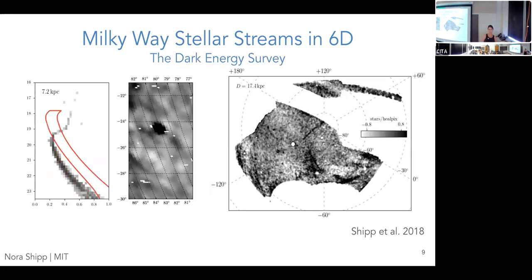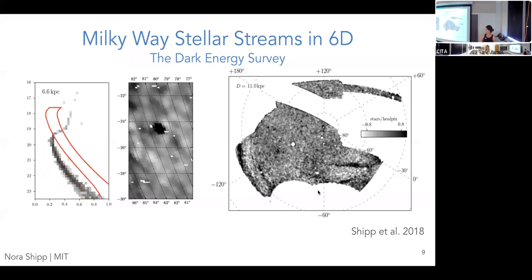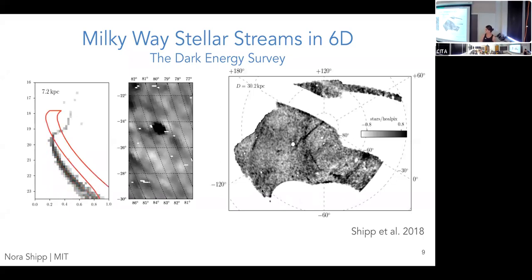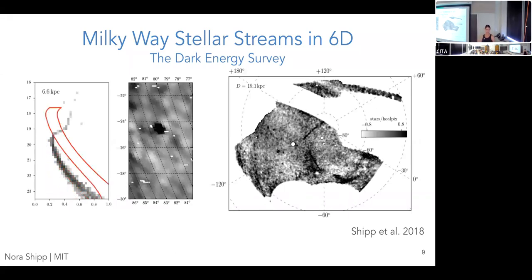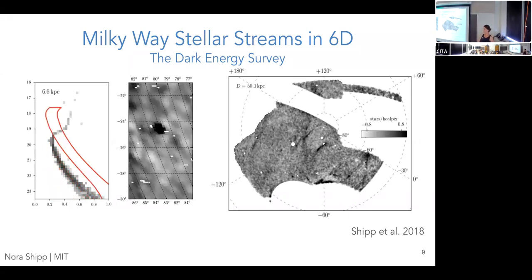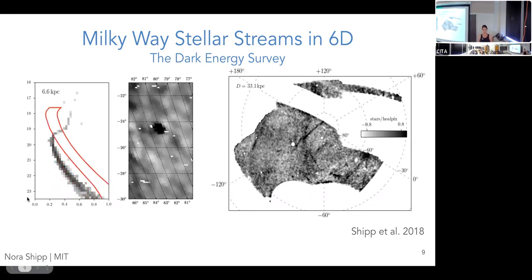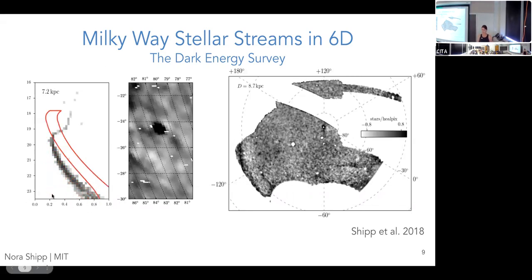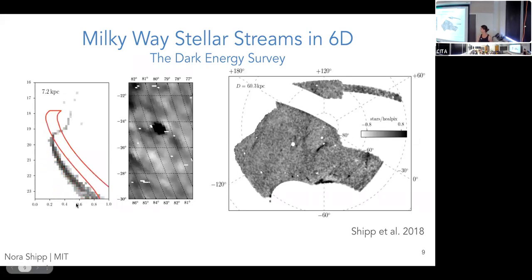DES is a very deep, wide area photometric survey. Here's the DES footprint. And essentially to search for these streams, we use the fact that we know that they come from globular clusters and dwarf galaxies. So they tend to have very old and metal poor stellar populations. So in color magnitude space, we can create filters to select out stars that are more likely to belong to these populations. That's what I'm showing in this movie on the left.